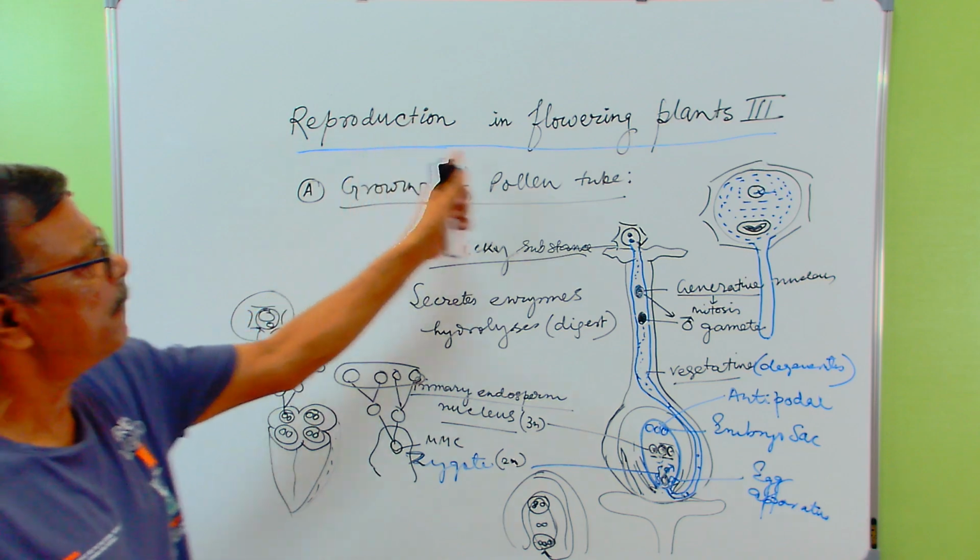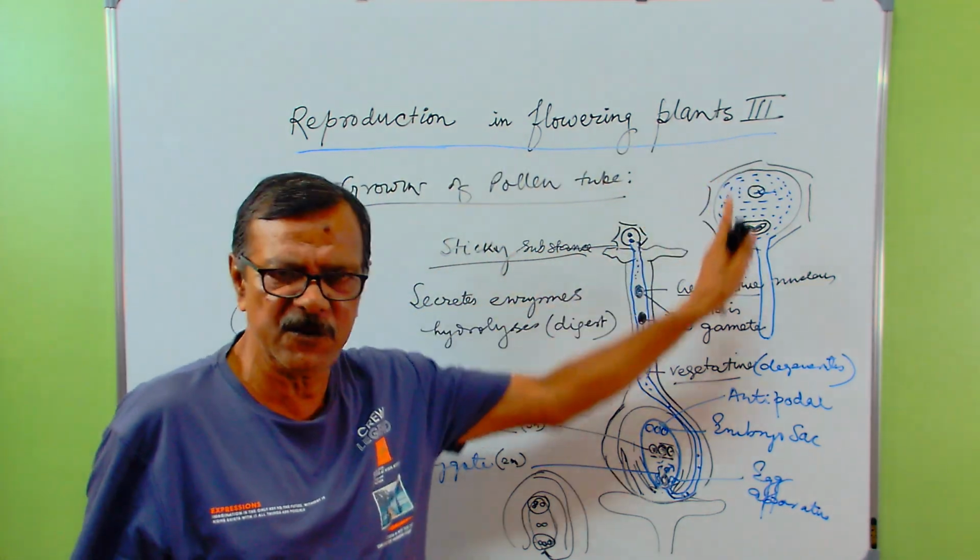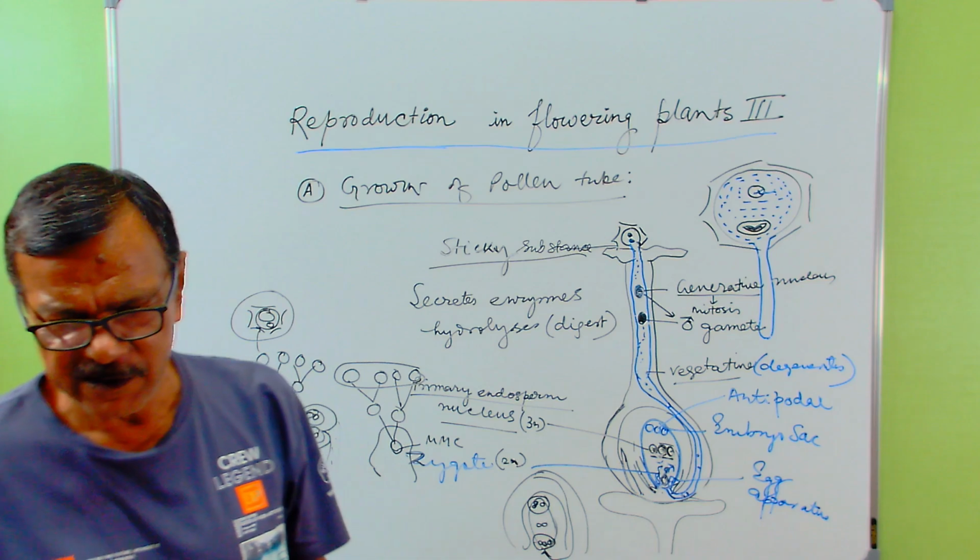Please go through my reproduction in flowering plants 1, 2, and 3. Everything will be discussed in detail.